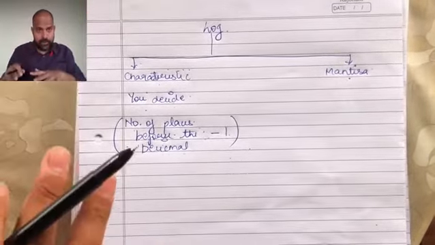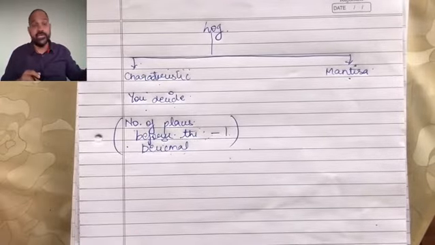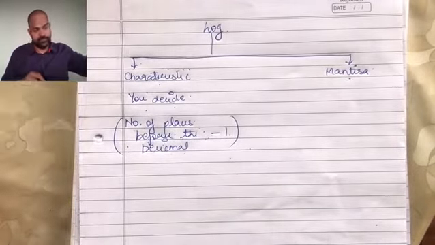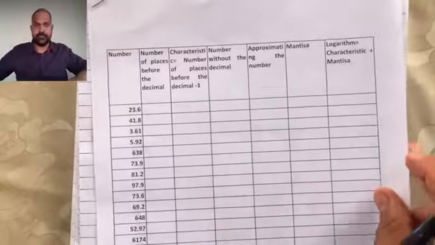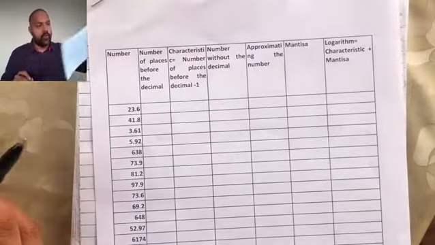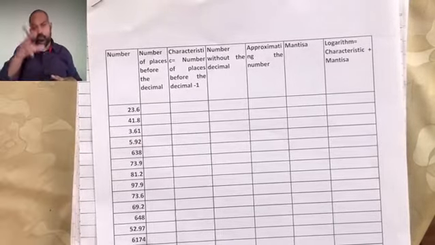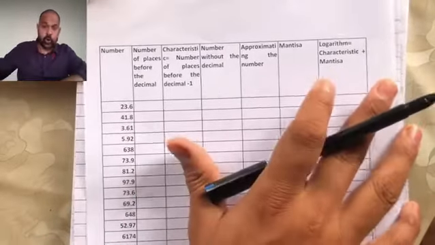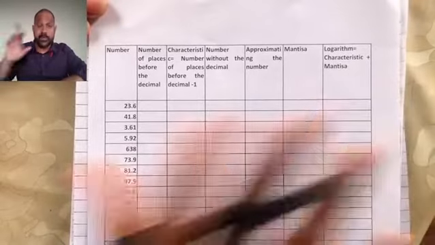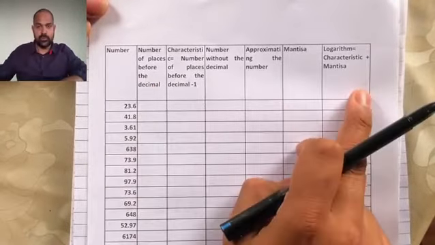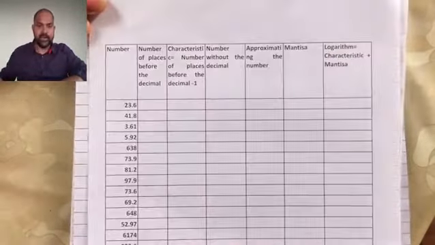So let's stop here and now come to another sheet that I have shared with you. This is the sheet. Now what I want you to do is quickly pause the video, and on a full page I want you to draw this table. Let me discuss the names of the columns and then start writing them.